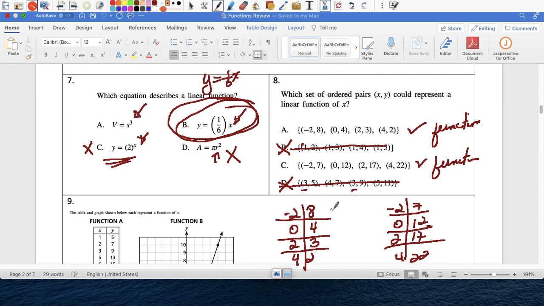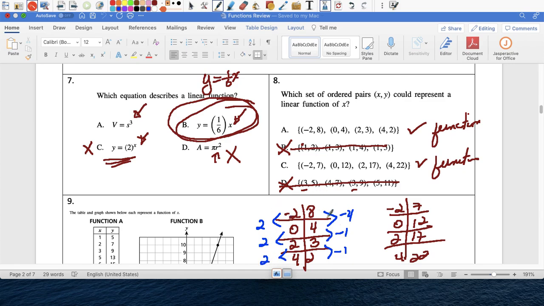So let's find the change. From 8 to 4, if you were to walk from 8 to 4, you would go negative 4. From 4 to 3 would be negative 1. And from 3 to 2 would be negative 1. On the other side, from negative 2 to 0, you would walk 2. From 0 to 2, you would walk 2. And from 2 to 4, you would walk 2.